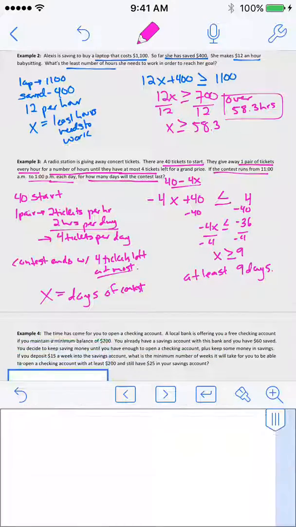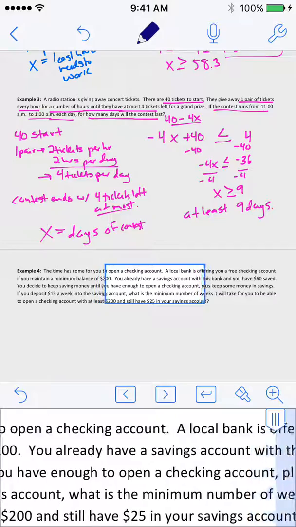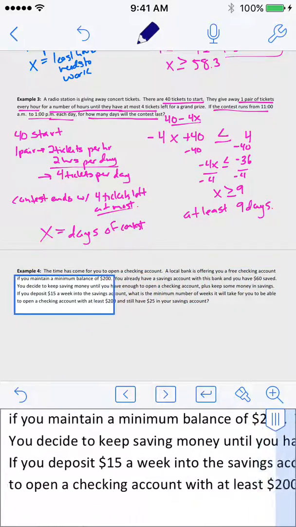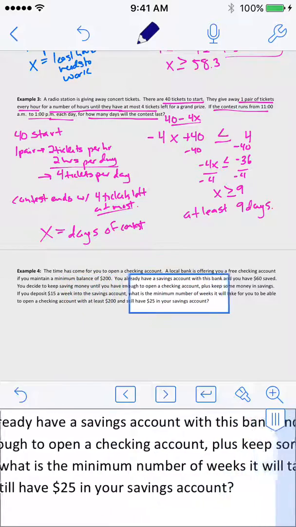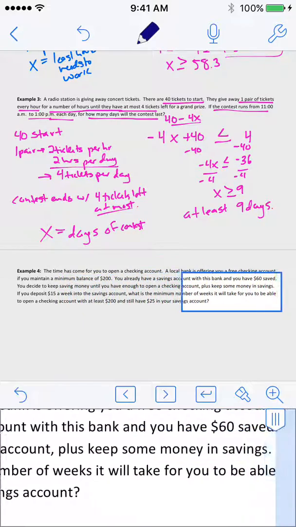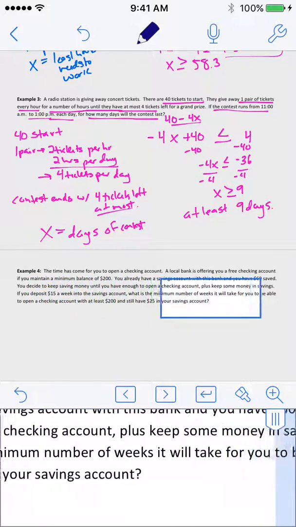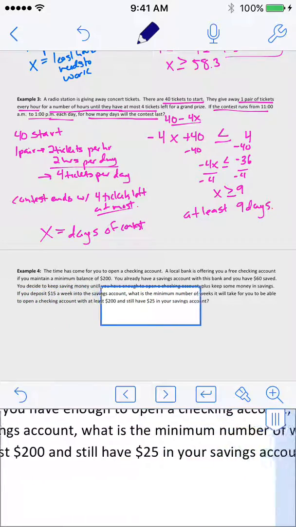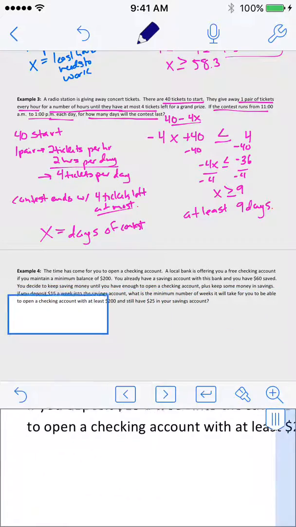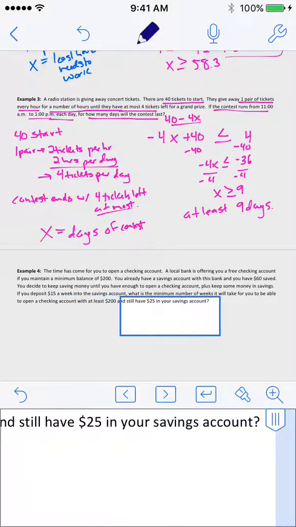One more. Let's try one more just to really hammer it home. The time has come for you to open a checking account. The local bank is offering you a free checking account if you maintain a minimum balance of $200. You already have a savings with this bank, and you've saved $60. You decided to save money until you have enough to open the checking account, plus keep some money in the savings. If you deposit $15 a week into the savings, what is the minimum number of weeks it will take you to be able to open this checking account with at least $200 and still have $25 in your savings?